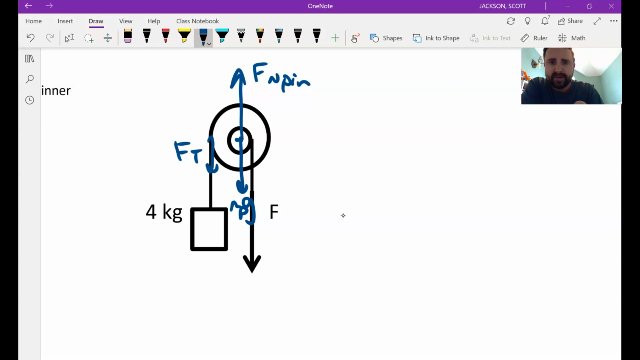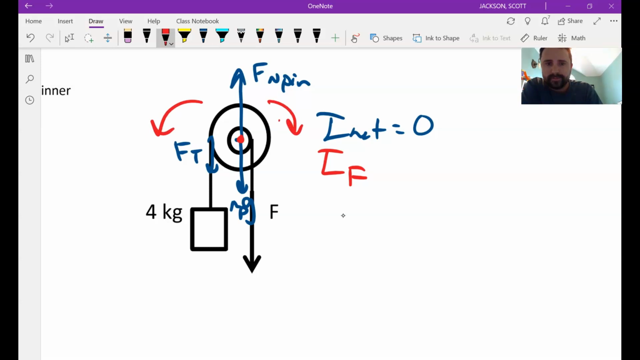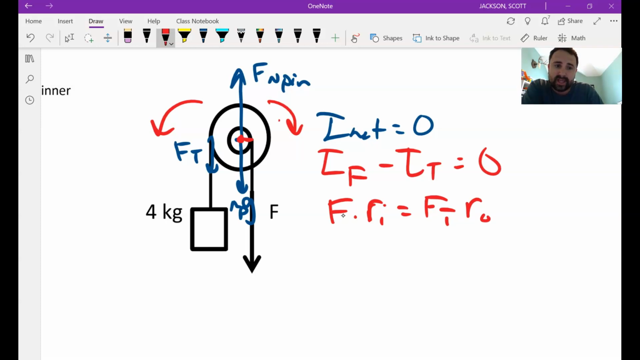So again, I'm looking for that F. On this one, you could say my net torque has to equal 0. Well, I would want to make my axis of rotation the center because I don't know anything about the pulley or this normal force. So then I have the torque due to F because it would cause it to rotate this way, and then the torque due to tension going the other way. So I have force times its lever arm, which is right there, the radius of the inner, must equal the force of tension times the radius of the outer, is how that torque statement would be.